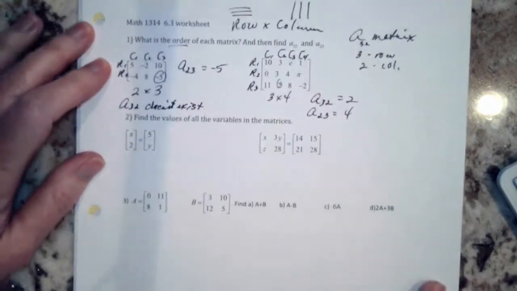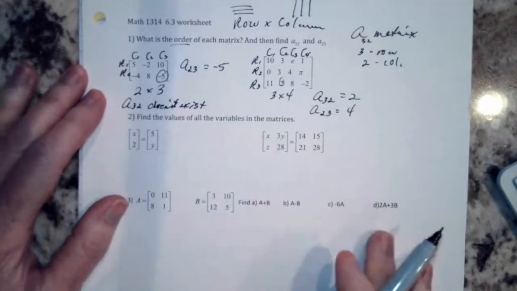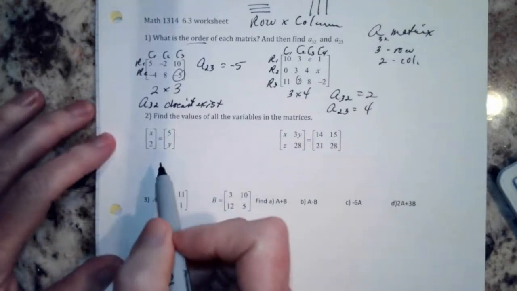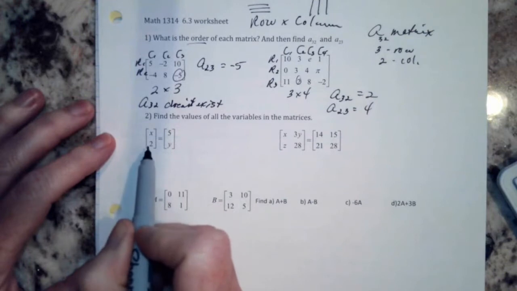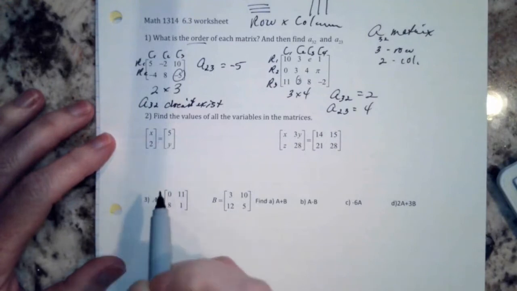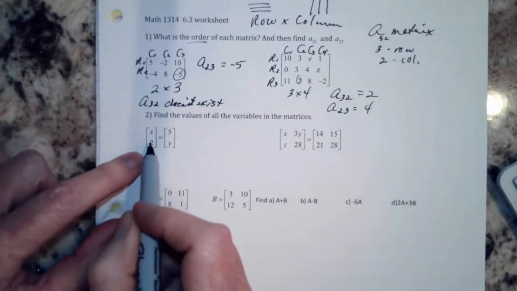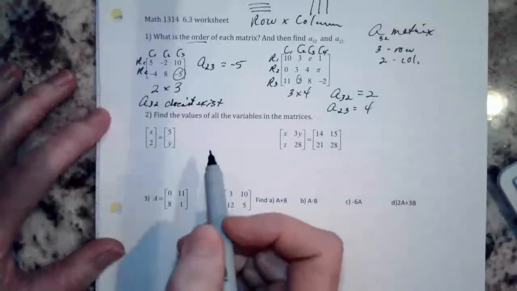Okay, let's move on. Finding the values of all the variables in the matrices. In order to play this game, they have to be the same order. That means they have to be the same size, the same structure. So this is a row 2 and column 1, so a 2 by 1, and so is this one, with an equal sign between them. That means that if you lay this matrix on top of this one, the corresponding positions belong to each other.